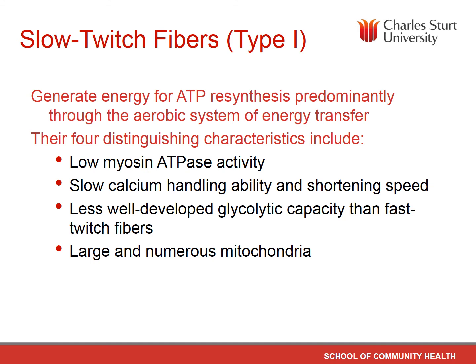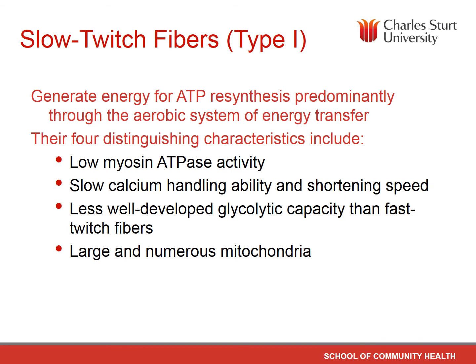They have a less well-developed glycolytic capacity than fast twitch fibers, so naturally they just have less phosphocreatine and enzymes involved in glycolysis. But with serious sprint training over time, the type 1 fibers can become more fast-like, so you can increase their phosphocreatine stores and increase the number of glycolytic enzymes in them, so they have more anaerobic capacity, but they'll never be like a true fast twitch fiber.